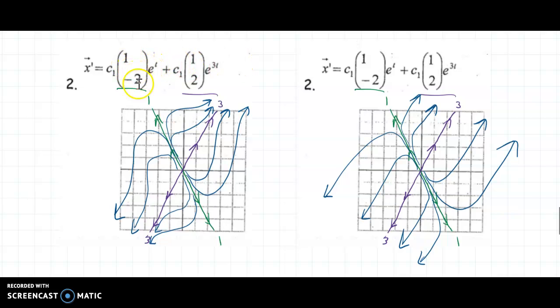I've got this vector, which is green on both of these, and this vector, which is purple on both of these. This one has an e to the t, and this one has an e to the 3t. So notice I put a 1 and a 1 and a 3 and a 3. Same thing over here. This phase plot here is what people will frequently do that is not correct.